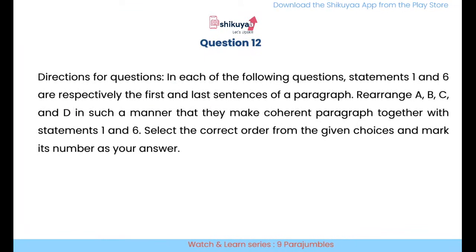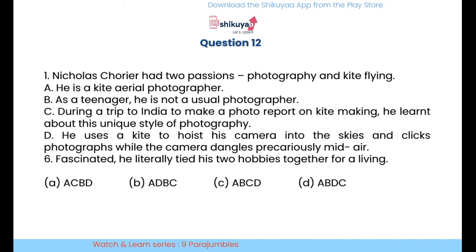Now there is a direction given. You already know that sentences 1 and 6 will be given in the next question, and you have to shuffle the sentences P, Q, R, S. Look at the question. Hurry up with your logical answer.